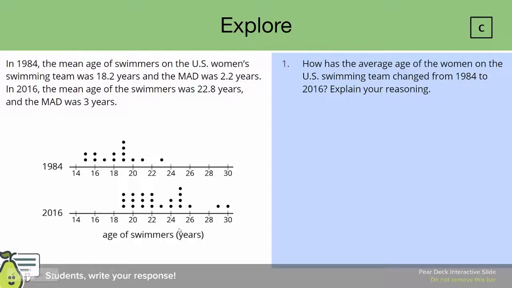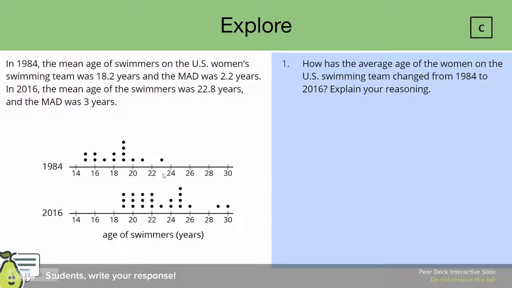We can see that in 2016, the age of swimmers changed a little bit, and that might be something that you have noticed. We can see that for 19 years old, we have 3 swimmers. For 20 years old, we have 3 swimmers. 21 is also 3. 22 is also 3 swimmers. Then for 23 years old, we only have 1 swimmer. And then for 24 years old, we have 2 swimmers.